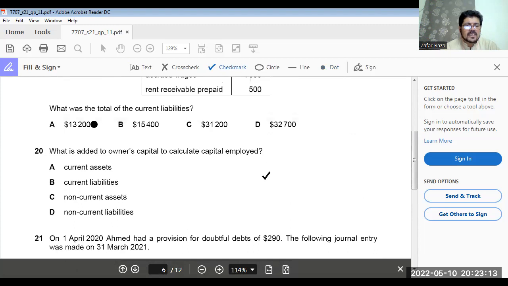What is added to the owner's capital to calculate capital employed? Non-current liabilities.